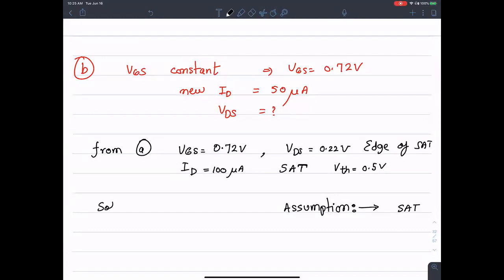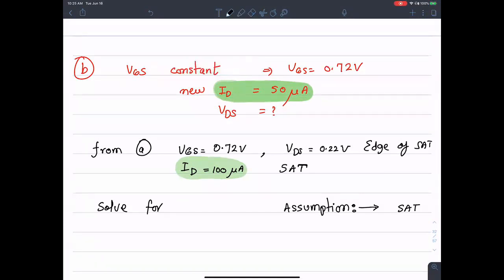So we take the value of VTH to be 0.5 volts. Let's see what the problem is trying to do. The initial value of ID was 100 microamperes. The problem is trying to reduce the current, right? Well, there are two ways to reduce the current. You can reduce the gate to source voltage, which he does not want to do. He wants to hold VGS constant.